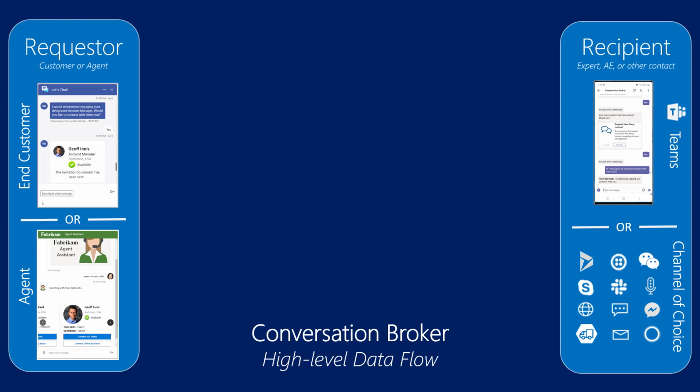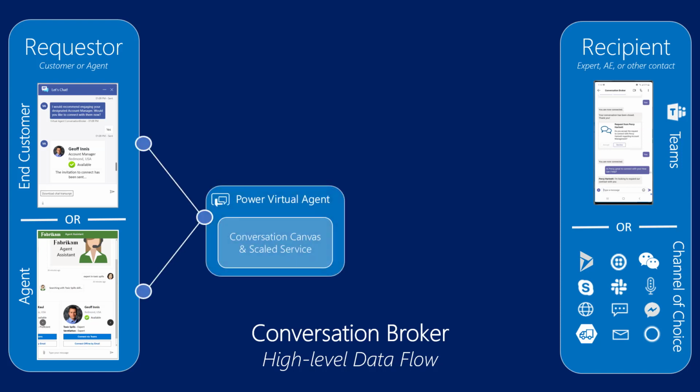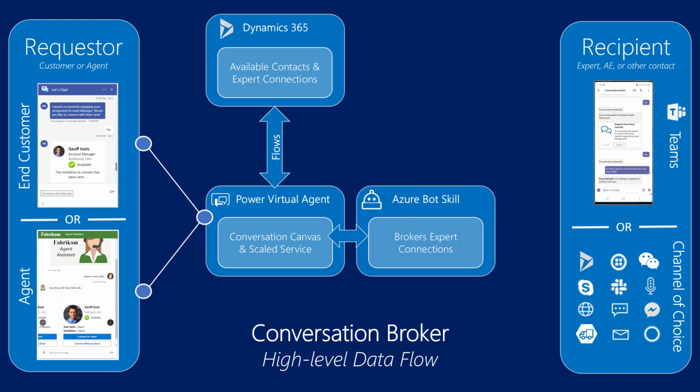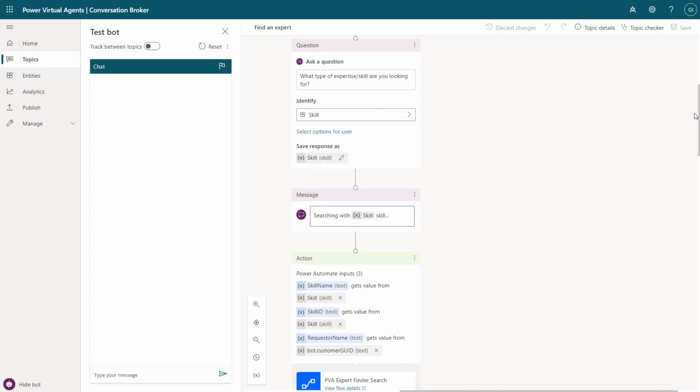We saw examples with both end customers and agents engaging in conversation with a Power Virtual Agent. The bot uses Power Automate to query for contacts and skills in Dynamics 365. A bot skill is invoked to act as a broker between the requester and the recipient, either in Teams or on any other channel supported by the bot framework. This allows us to extend the conversational AI experiences we build with the no-code drag-and-drop capabilities of Power Virtual Agent.